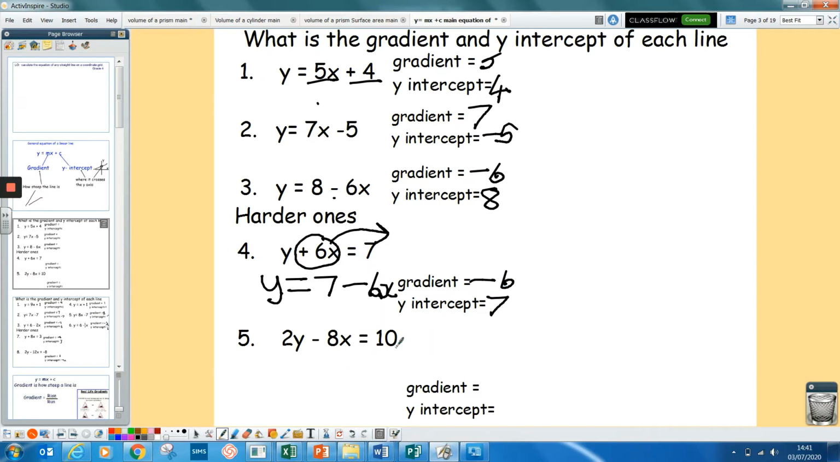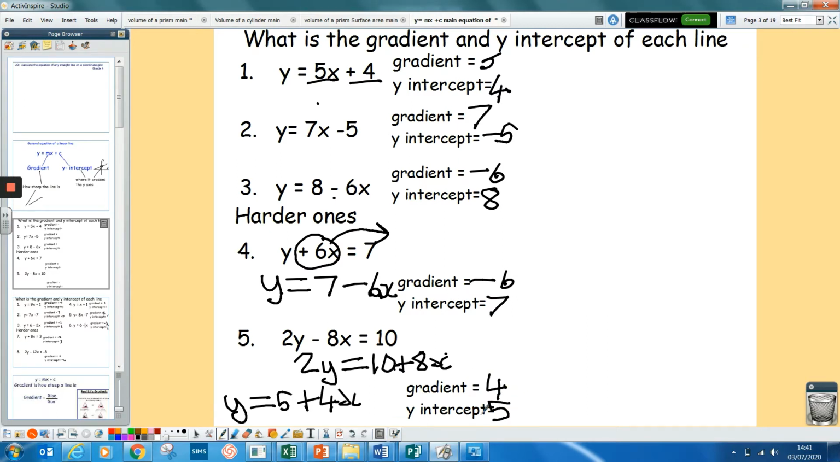Same with this one. Got to rearrange it so it looks like y equals. Again, if I take my 8x over there, I'm going to be left with 2y equals 10. Again, minus will become plus 8x. And to get rid of this 2, that means 2 times y, so divide it all by 2. And I will get y equals 5 plus 4x. Meaning my gradient is the 4, the number in front of the x, and the y-intercept is 5.